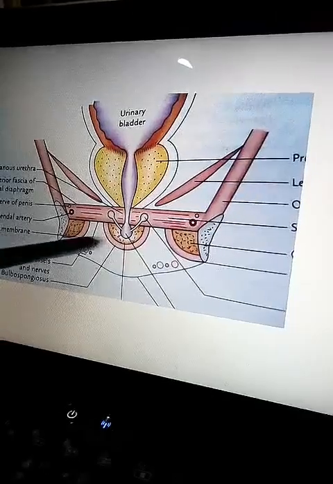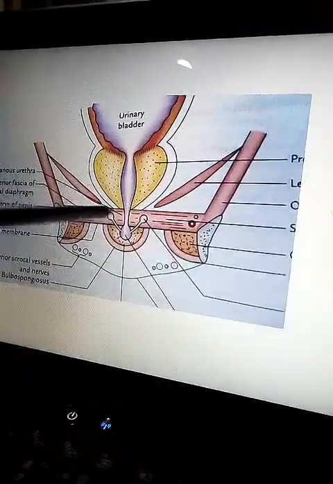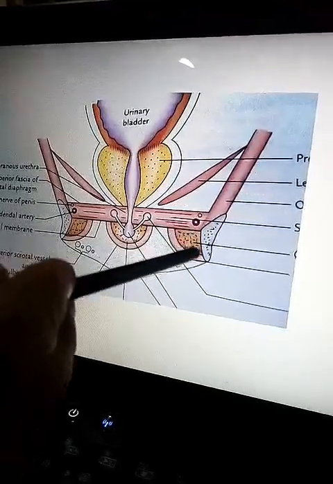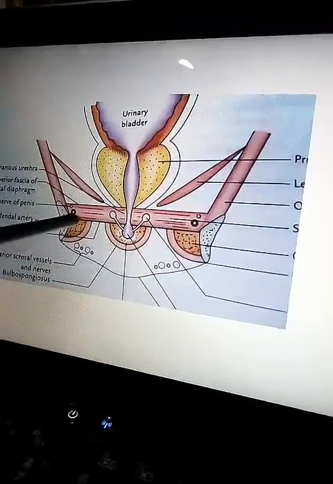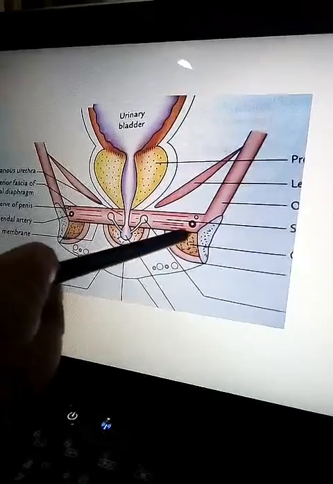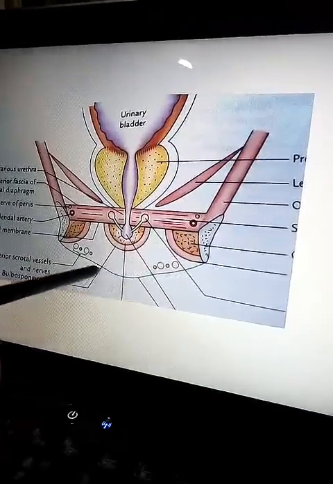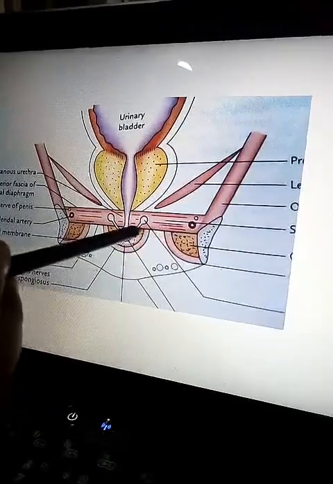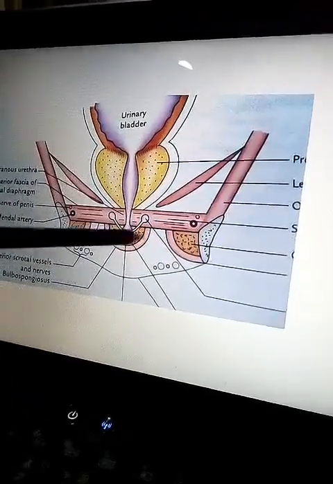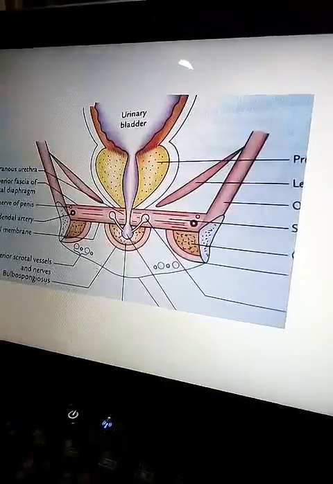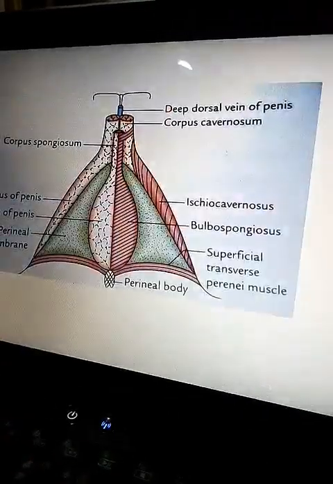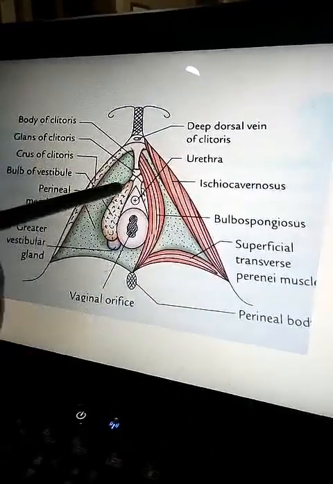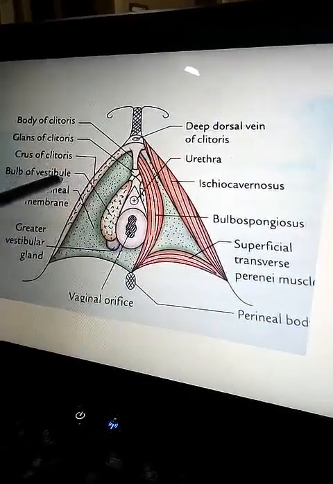Now we will discuss the superficial perineal pouch. The superficial perineal pouch lies between the perineal membrane and the Colles fascia. Inferiorly lies the Colles fascia and superiorly lies the perineal membrane. Now contents in the females: we have the root of the clitoris.